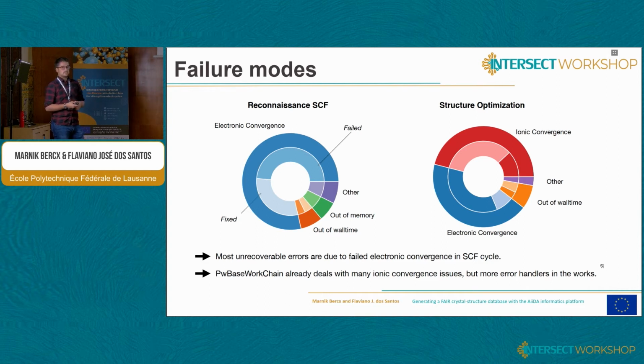But unfortunately, there are still a lot of unrecoverable errors when it comes to this SCF conversion. So this is something we really want to zoom in on. Now, for the ionic convergence, you can see here that there are a lot of fixes by the work chain, but there are still other error handlers that we have to write in order to make this ionic convergence more robust.